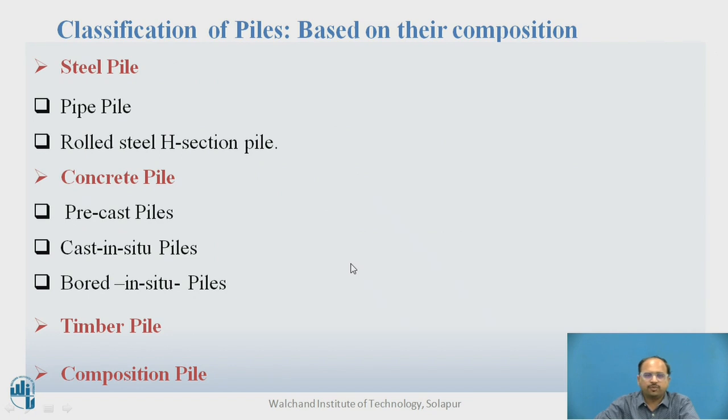So, classification of piles. We will classify based on their composition, materials and installation. We will discuss first the one based on composition. Composition means your materials: steel pile, concrete pile, timber pile and composition pile. In steel piles we use pipe piles and rolled steel H-section piles, which means H-shaped piles in steel. In concrete piles, precast piles, cast in situ piles, then bored in situ piles. We will discuss one by one in detail.